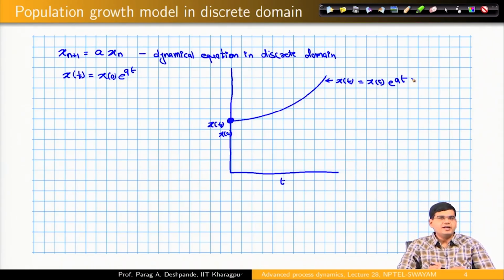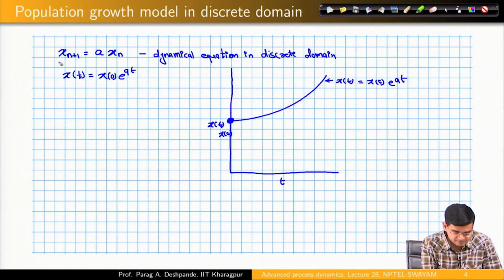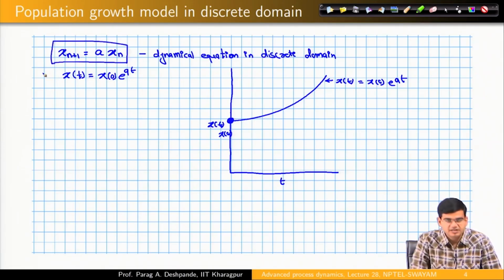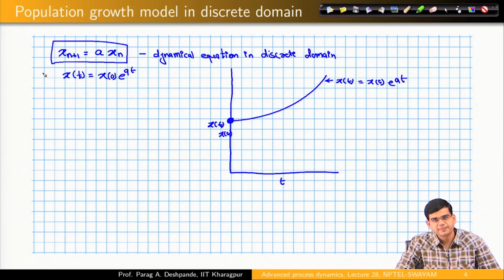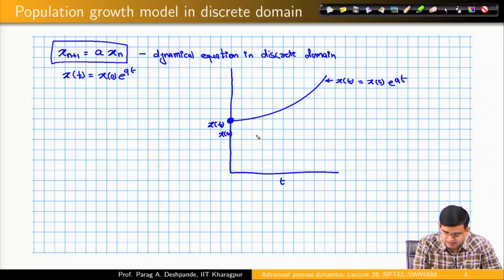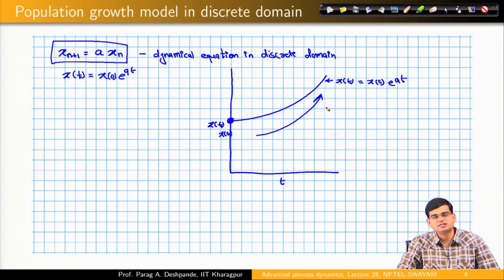Now, it should not matter whether you model your system in discrete time domain or continuous time domain, as long as your assumptions and the underlying physics are correct, you should get the same model prediction. So, therefore, if a is some parameter concerning the growth and your model equation is given as x n plus 1 is equal to a times x n, then this equation also should show an increasing behavior, increasing population with time. Let us see if this happens.